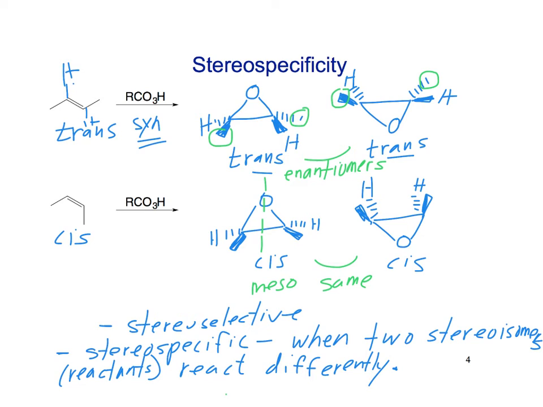Other ways that reactions can be stereospecific is that perhaps one stereoisomer might react, the other stereoisomer doesn't react. And this happens a lot in biology when we have 2 reactants that are enantiomers of one another. They react with an enzyme in the body or in a living system, and that enzyme only recognizes one of the 2 enantiomers. So one enantiomer will react, the other enantiomer doesn't react. And so that would also be a stereospecific reaction.